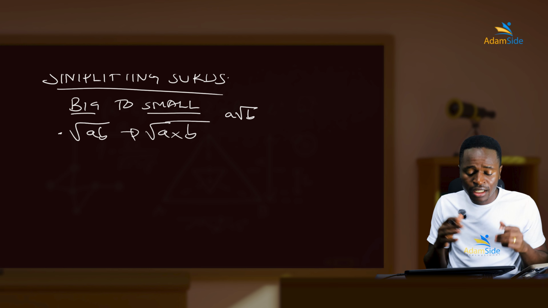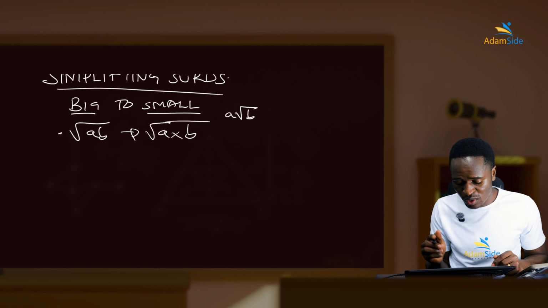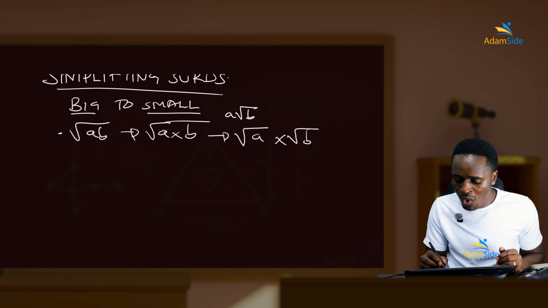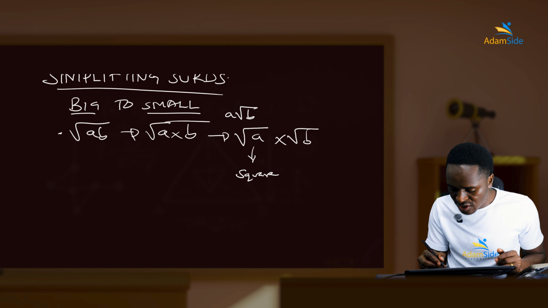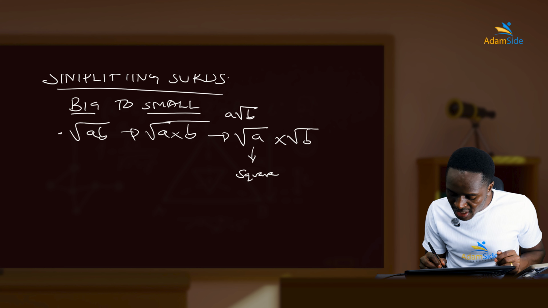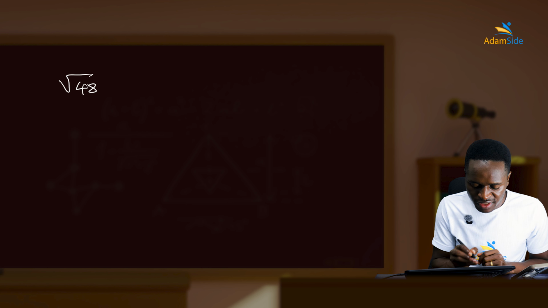Now, for example, the law of surds says that the square root of AB is the same as the square root of A times the square root of B, which can be written as root A times root B. Because one of the numbers, either A or B, can be a square. For example, if A is a squared, obviously you'll get a square number, which will be a whole number, but the second one will remain as root B.